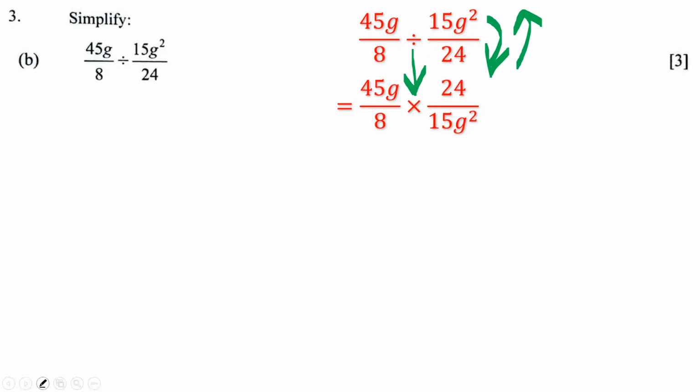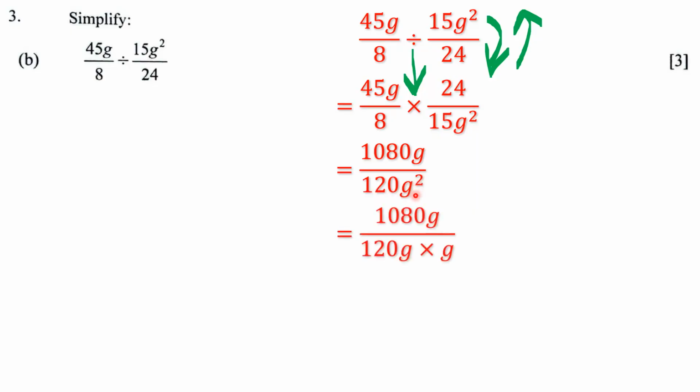Now we just have to multiply these two fractions. In order to multiply these two fractions, we have to multiply 45g times 24, and 45g times 24 is 1080g. And then 8 times 15g squared is going to be 120g squared. And now we still have to simplify. So we have g squared, which can be written as g times g. We can cancel out this g with that g.